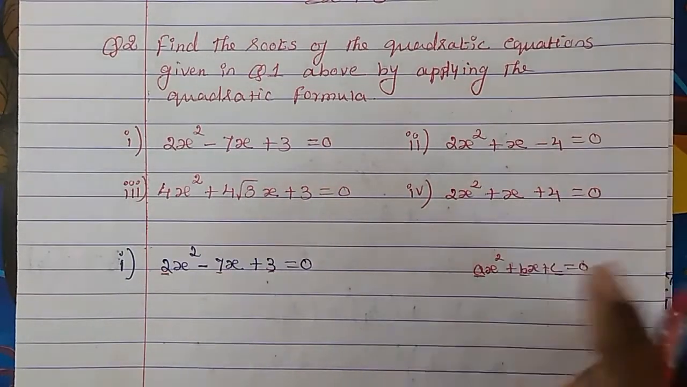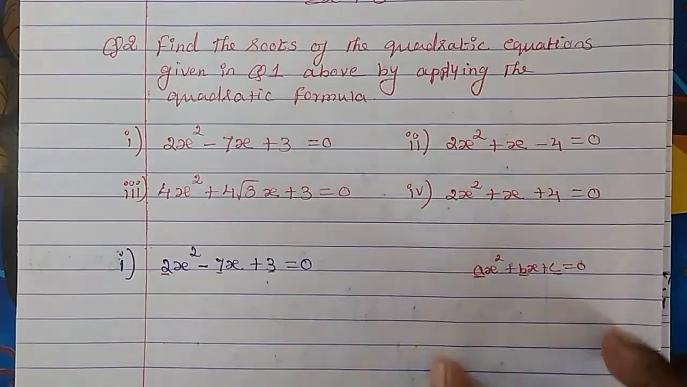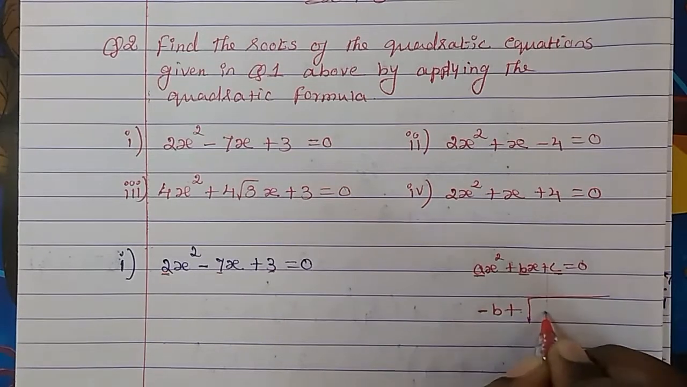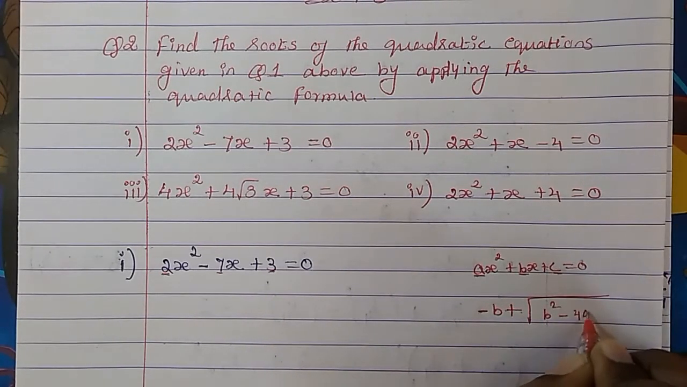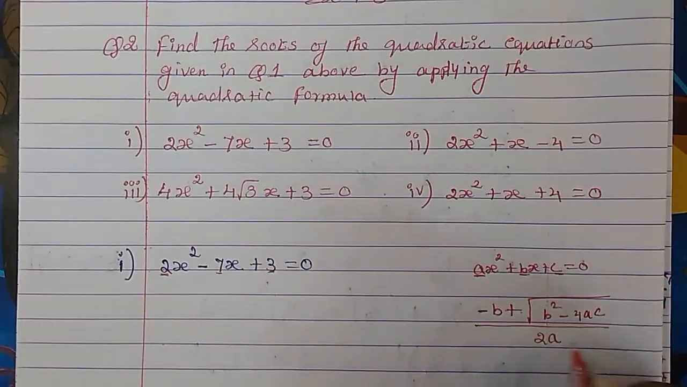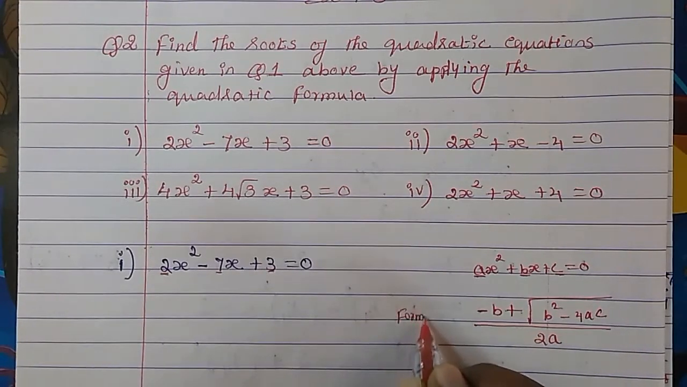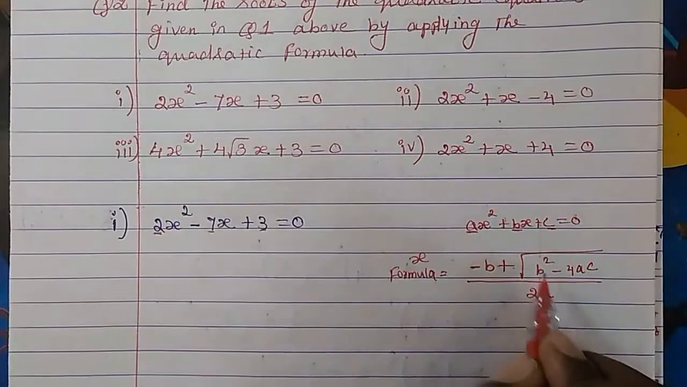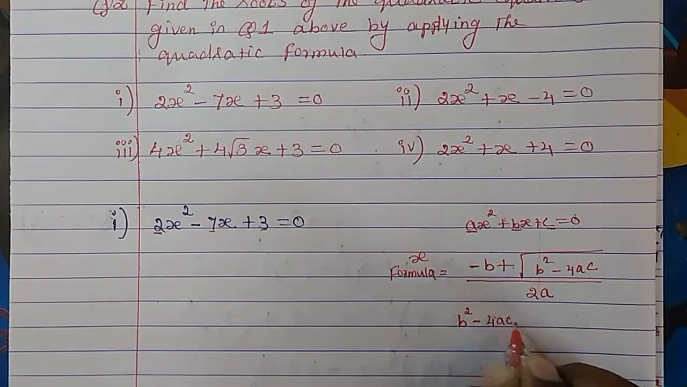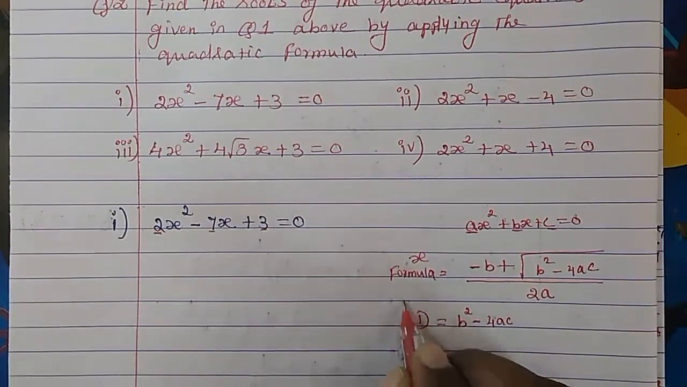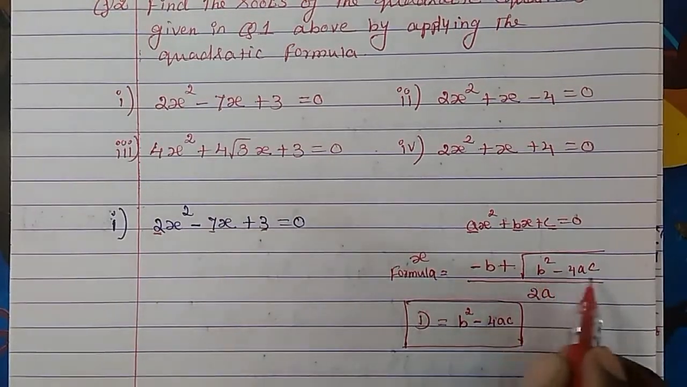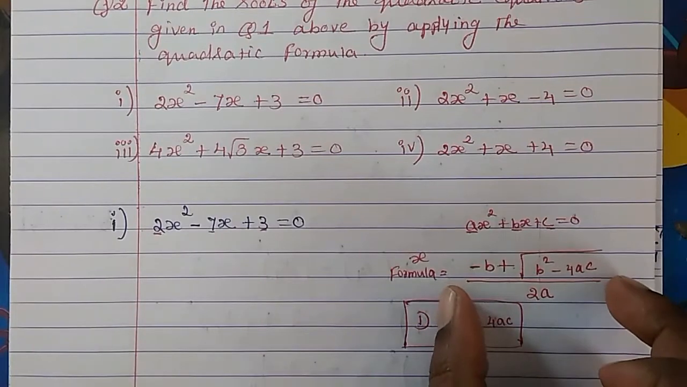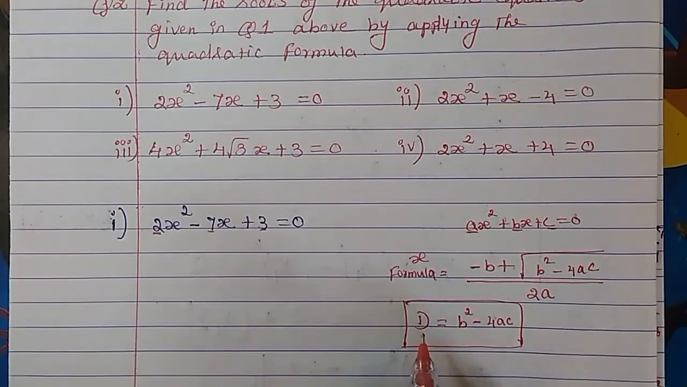Now, when we solve this equation by the completing the square method, we will end up with a formula like this: x equal to minus B plus or minus root B square minus 4AC upon 2A. This is the quadratic formula. And this part, B square minus 4AC, is also known as D, the discriminant. So you have to remember this. I am not going to show you how to derive the formula, but this is the quadratic formula you have to know. This part can also be written as capital D.